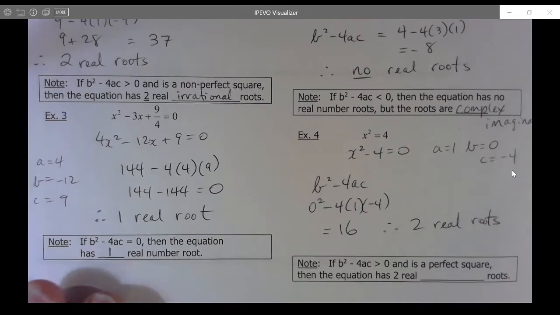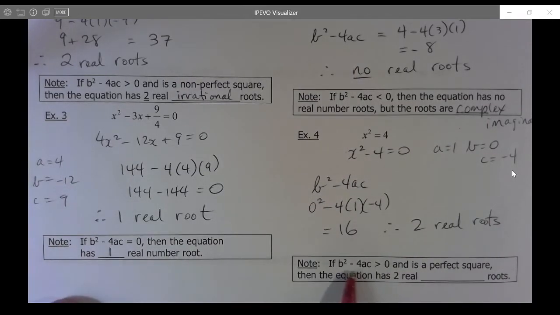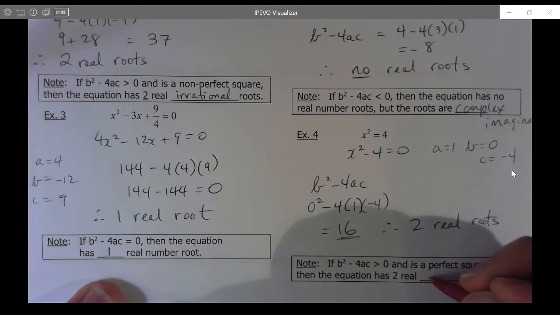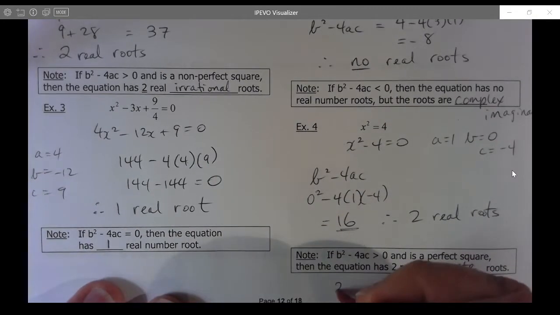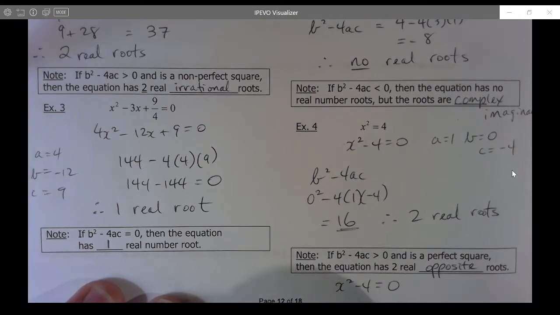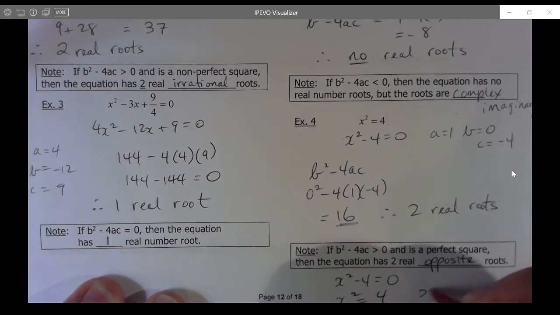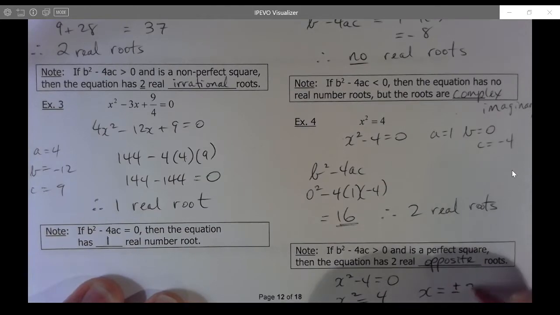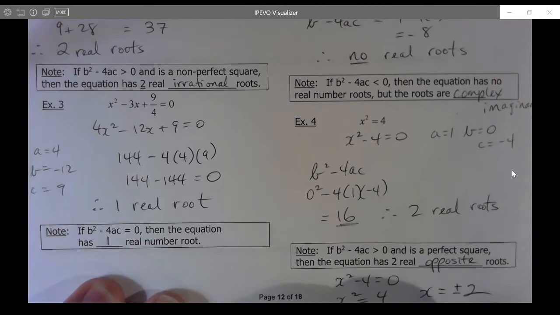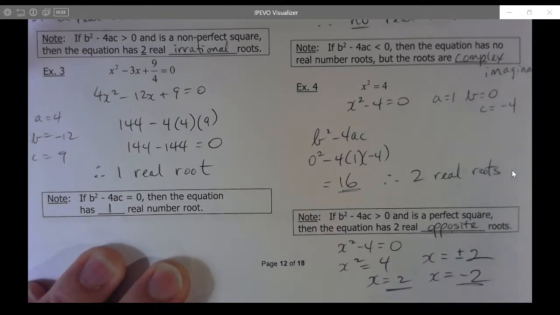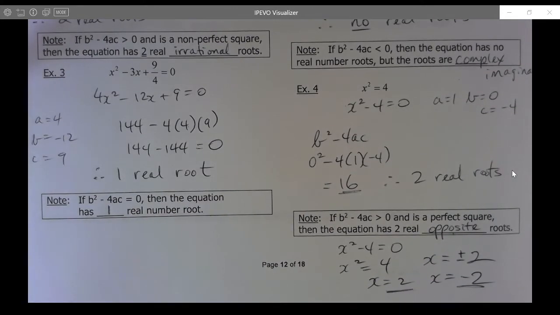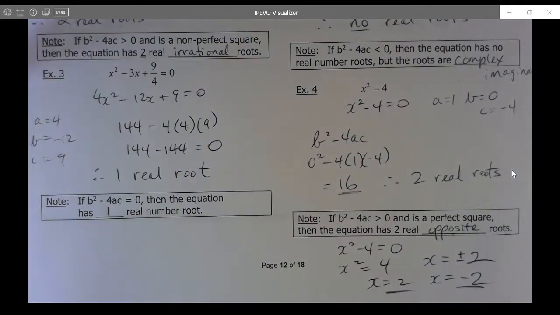But what happens here is that the real roots, if b squared minus 4ac is greater than 0 and you get a perfect square, which is what 16 is, then the equation has two real roots that are opposite numbers. In fact, you can kind of tell that in this case, if I have x squared minus 4 is equal to 0, I'm going to get x squared is equal to 4, which means I'm going to get x is equal to plus or minus 2. So I have two roots, x is 2 and x is negative 2, which are opposite numbers. Cool. So that's the nature of roots, and that's what we use the discriminant to help us figure out.